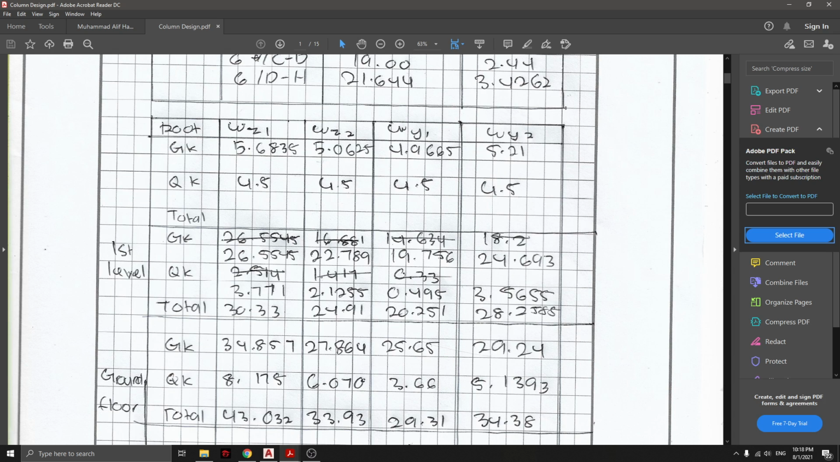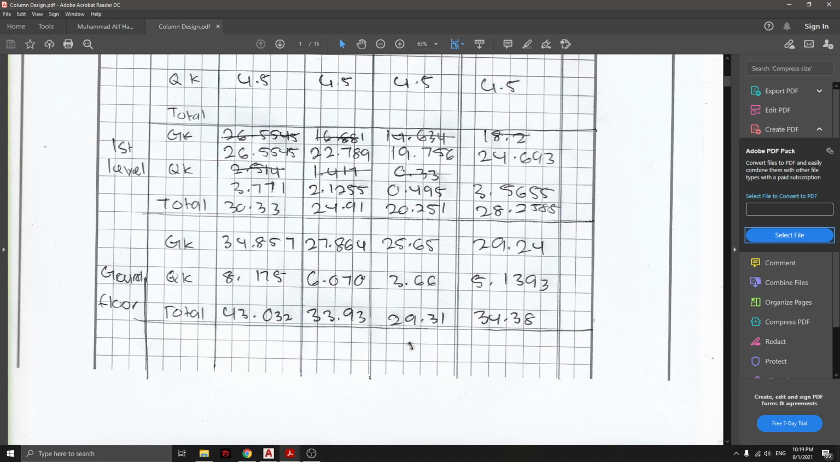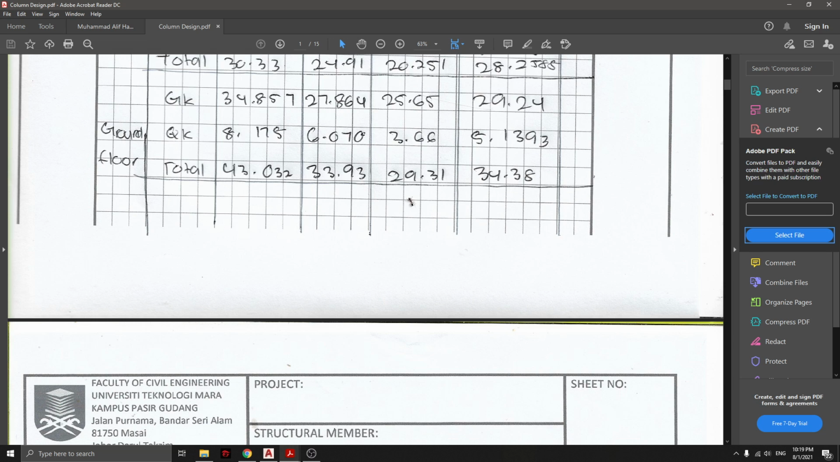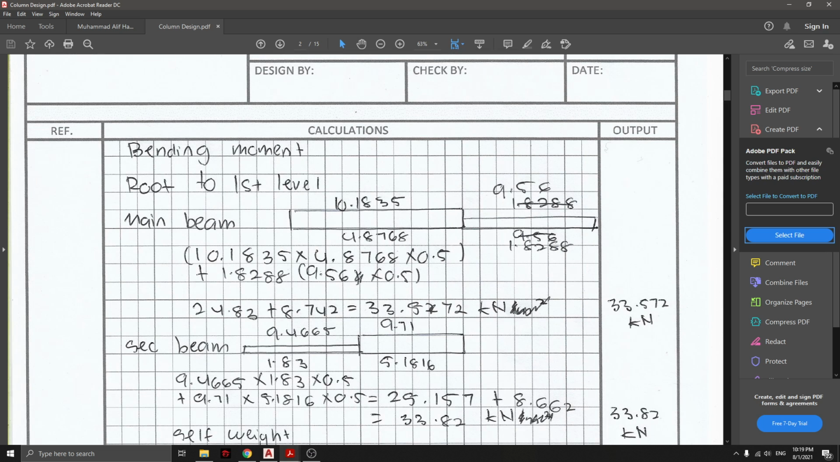For first level I got 30.3 to 4.91, 20.251 to 8.2585. For ground floor I get 3.032, 339, 33.93 to 9.31, 34.38. And then we find bending moment from roof to first level.